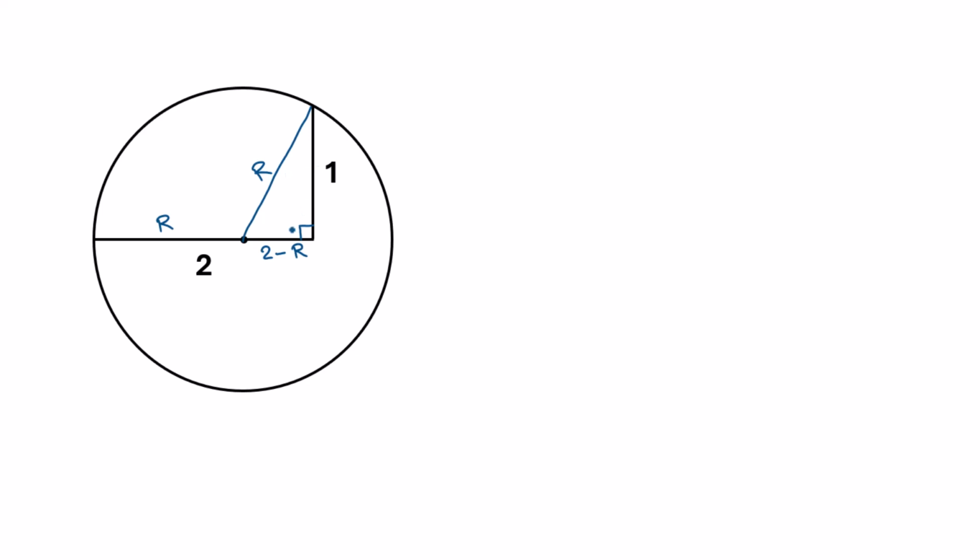We can write this base square, so (2 minus r) whole square, plus this height square, which is 1 square, is equal to this hypotenuse, which is r square.